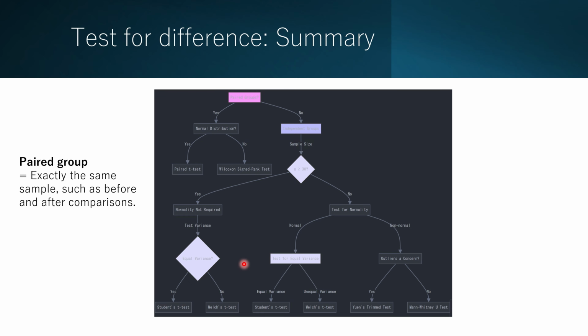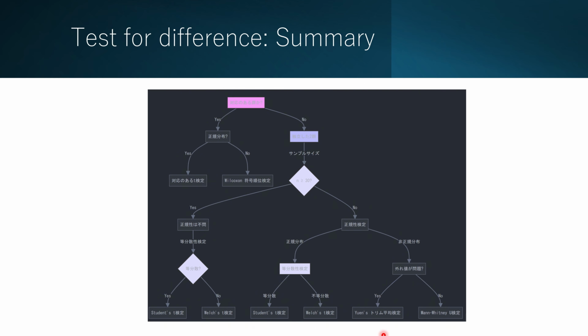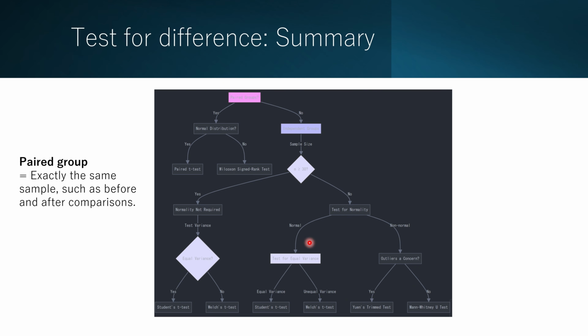And if the dataset is non-normal, then you can ask whether outliers are a concern. If yes, outliers are problematic, then Yuen's trimmed test would be recommended. If no, outliers are not very problematic, you can use the Mann-Whitney U test. This is one example, and this is the Japanese version for Japanese students. And this is a basic strategy to assess the differences between the samples.